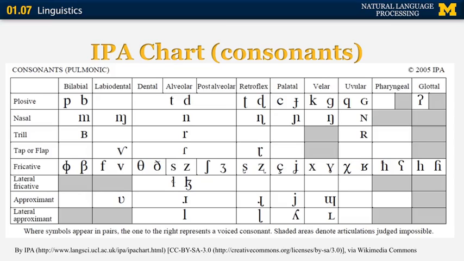So for example, in each box, you have as many as two different consonants. For example, p and b. They're pronounced exactly the same way as far as the place of articulation and the manner of articulation are concerned, but they differ in whether they are voiced or not. So if you put your finger on your throat and you try to pronounce p and b, you will realize that when you say b, your vocal cords vibrate, and when you say p, they don't. The same thing applies to all of the pairs of sounds, like t and d, k and g, and sh and zh, and so on.